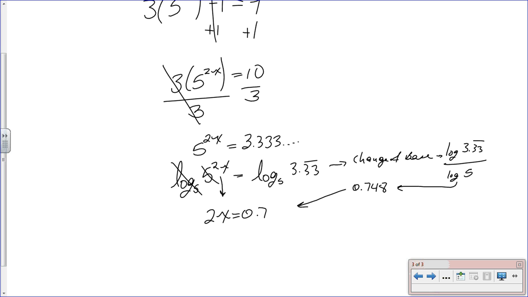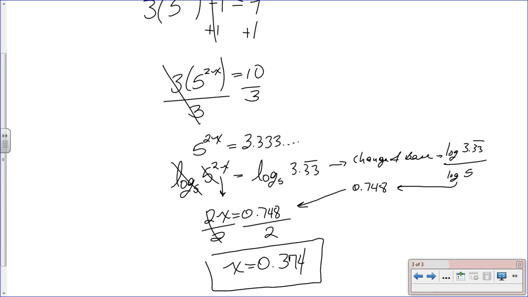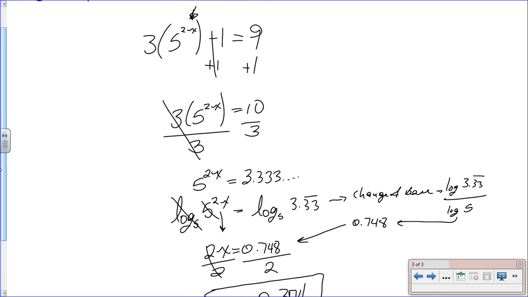So 0.748. Now, since 2x equals that, you have to divide both sides by 2. So x will leave you 0.374. Alright, 0.374 is your answer. Alright, pretty simple, I think.